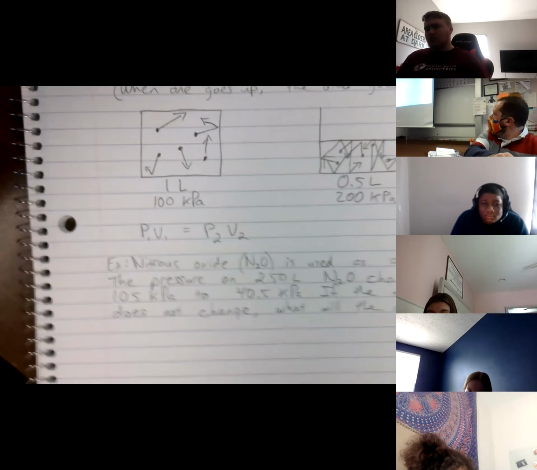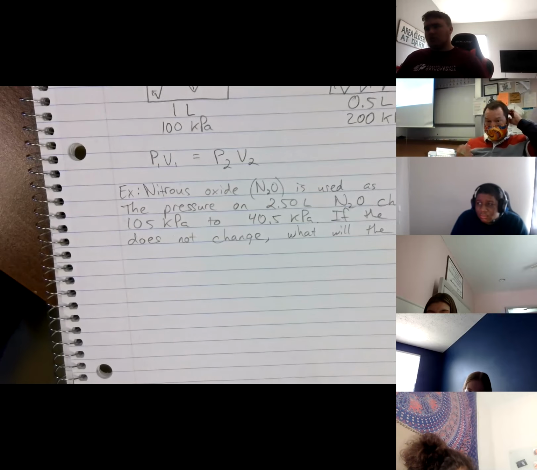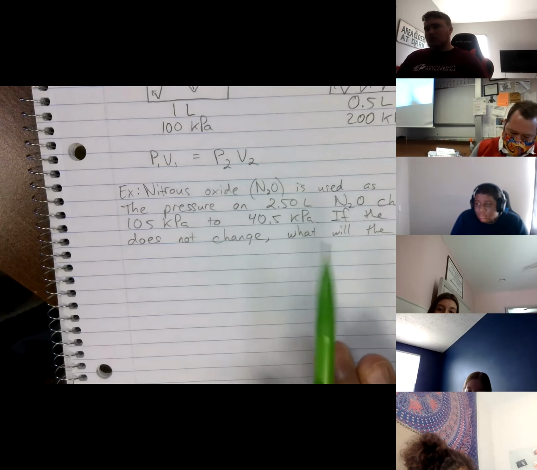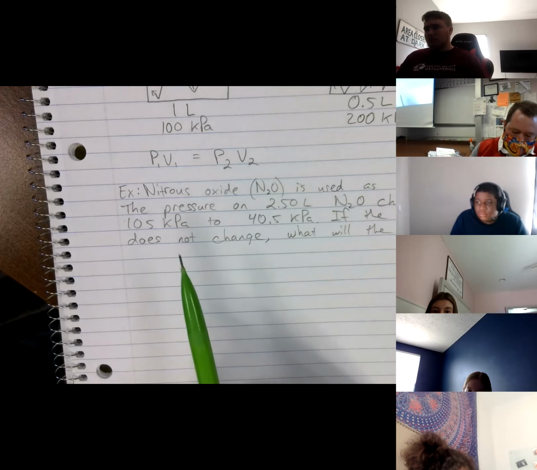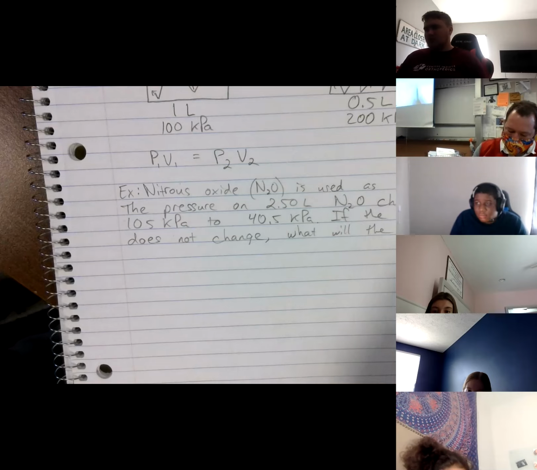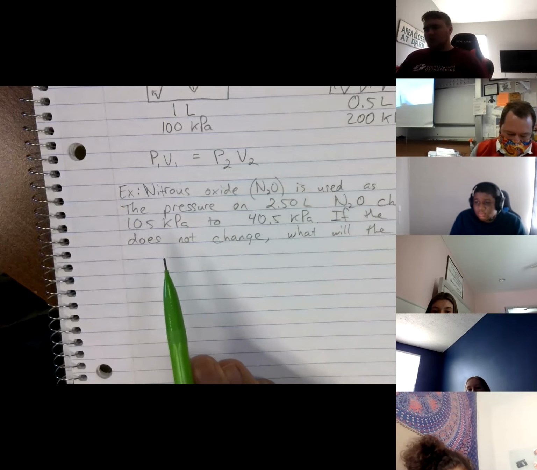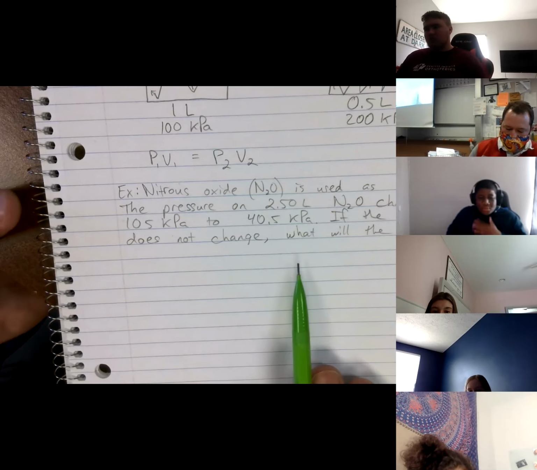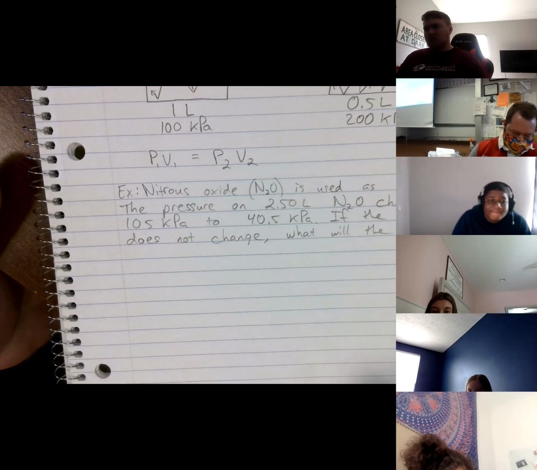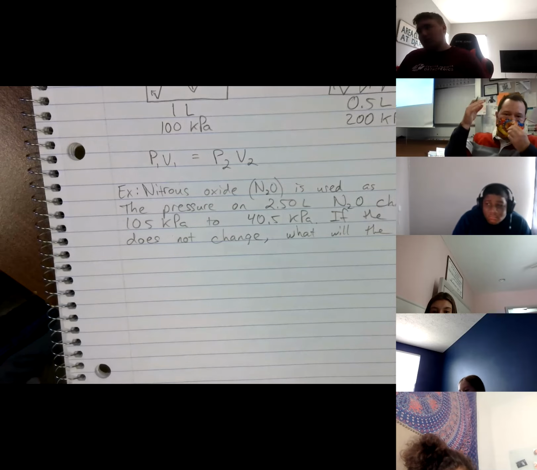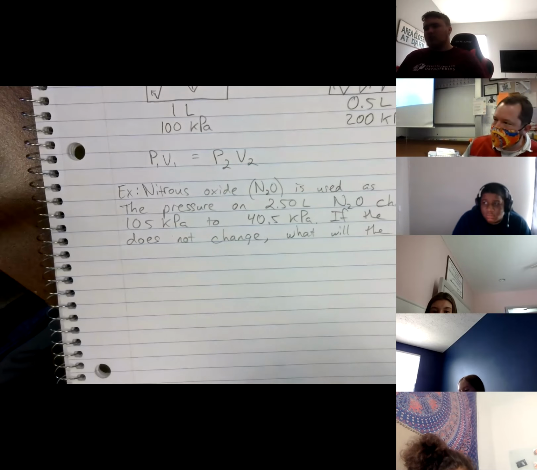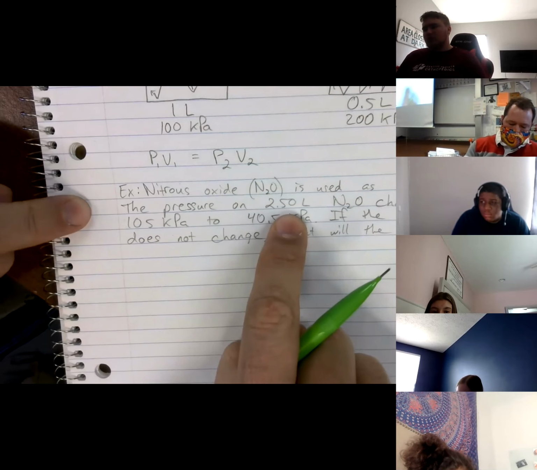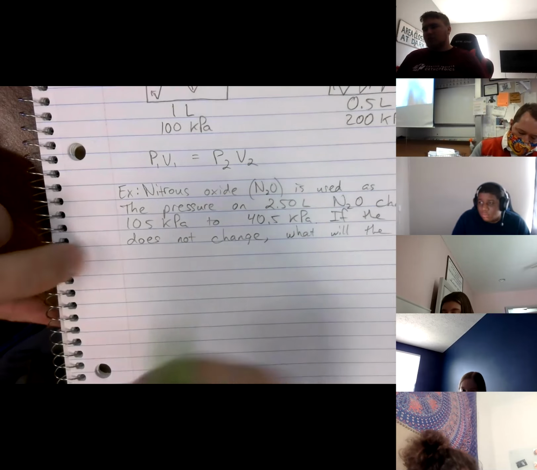All right, so this is a lot of what this chapter looks like. You guys started to realize that already. Nitrous oxide, N2O, is used as an anesthetic. The pressure on 2.50 liters of N2O changes from 105 kilopascals to 40.5 kilopascals. If the temperature does not change, what will the new volume be? All right. Well, again, guys, take an extra minute and find your variables in this. Don't try to do a word problem. Word problems stink. Let's make it a math problem. So 2.5 liters, that's a volume.